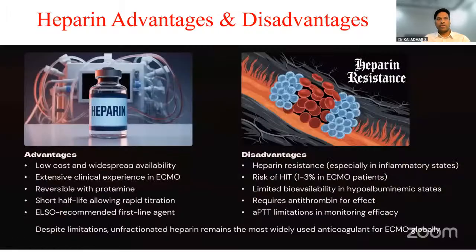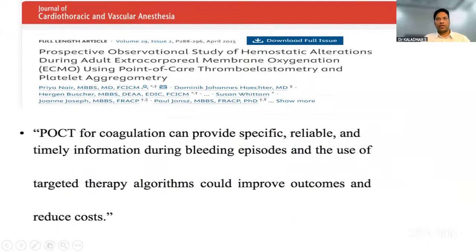So when we look at heparin, what are the advantages and disadvantages? As we were discussing, it is low cost, easily reversible with protamine, and has a short half-life. Most of the time it is the first line agent, and as of now it still stands as the first line agent. Disadvantages, as we were discussing, include the risk of heparin resistance, limited bioavailability in hypoalbuminemic patients, and other monitoring issues. And then when we go from heparin to other agents, have they been explored in different studies?